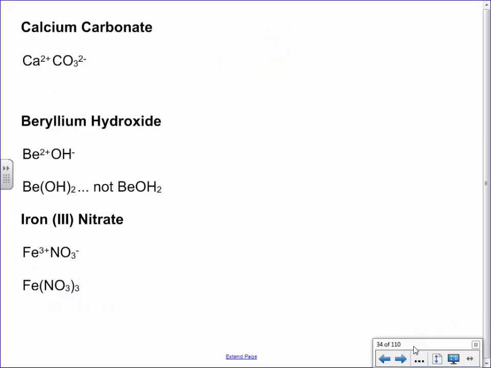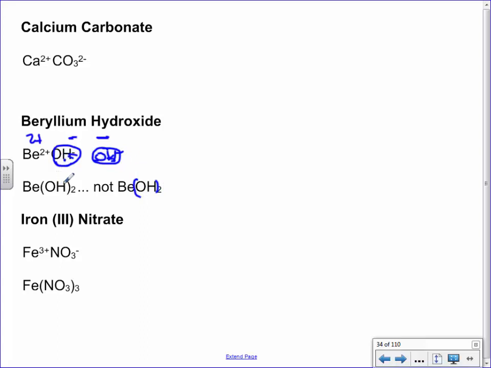Okay, one more thought that I should point out here. If I give you something like, say, beryllium hydroxide, it needs a Be2+ and an OH-. You're going to need two of these, right? Because this is 2+, this one's a 1-, so you're going to need another one with it. Don't write it as BeOH2 with the 2 right afterwards, because what does that imply? Just 2 hydrogens, but we need 2 hydrogens, and we also need 2 oxygens.